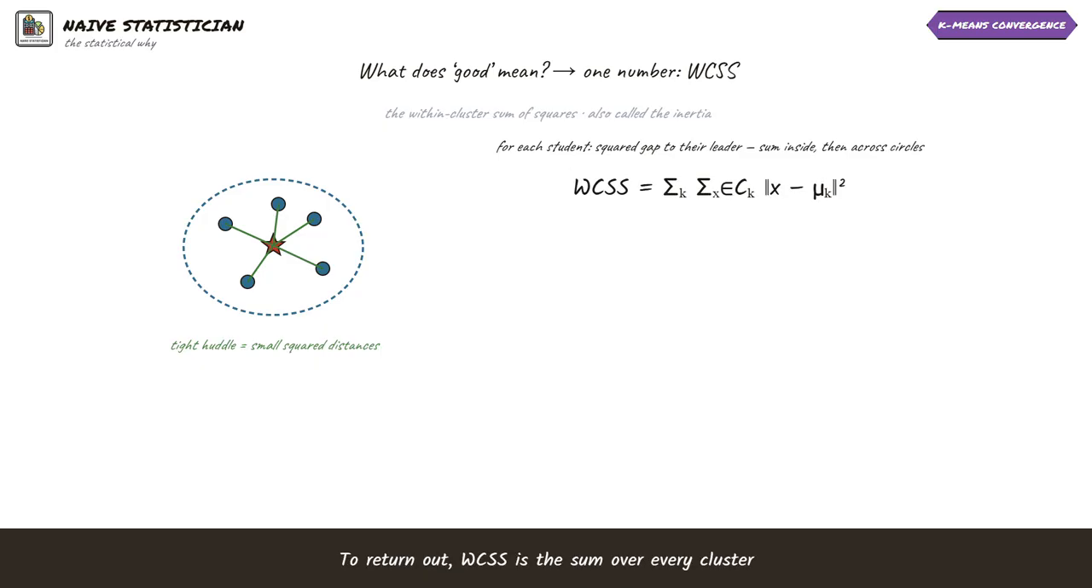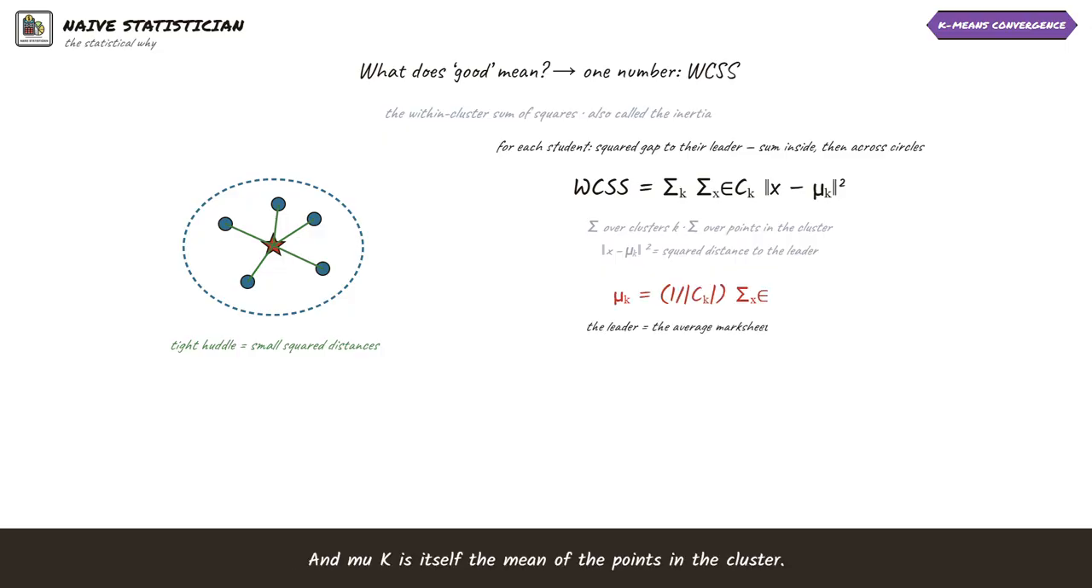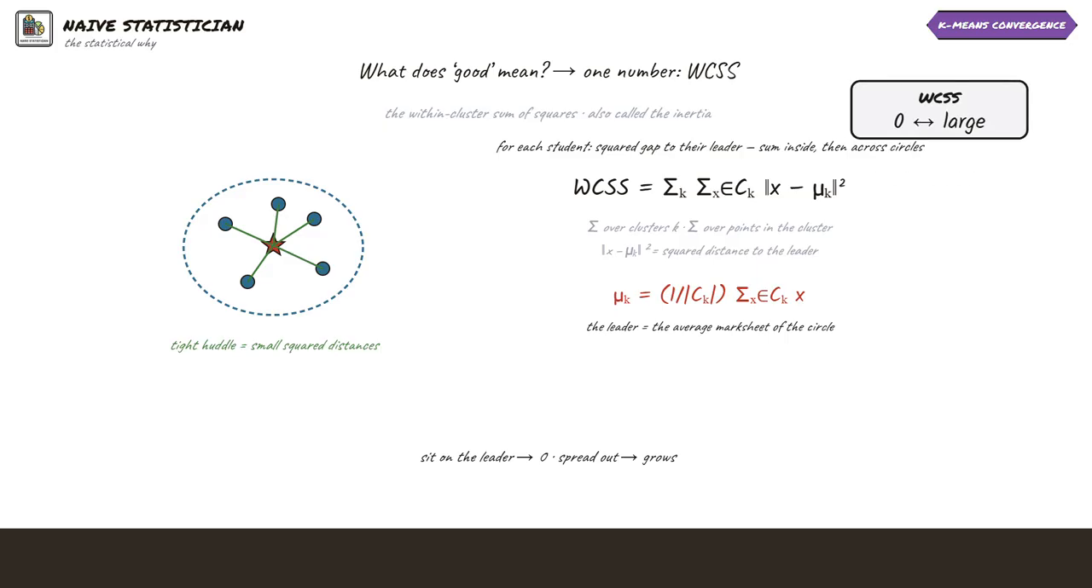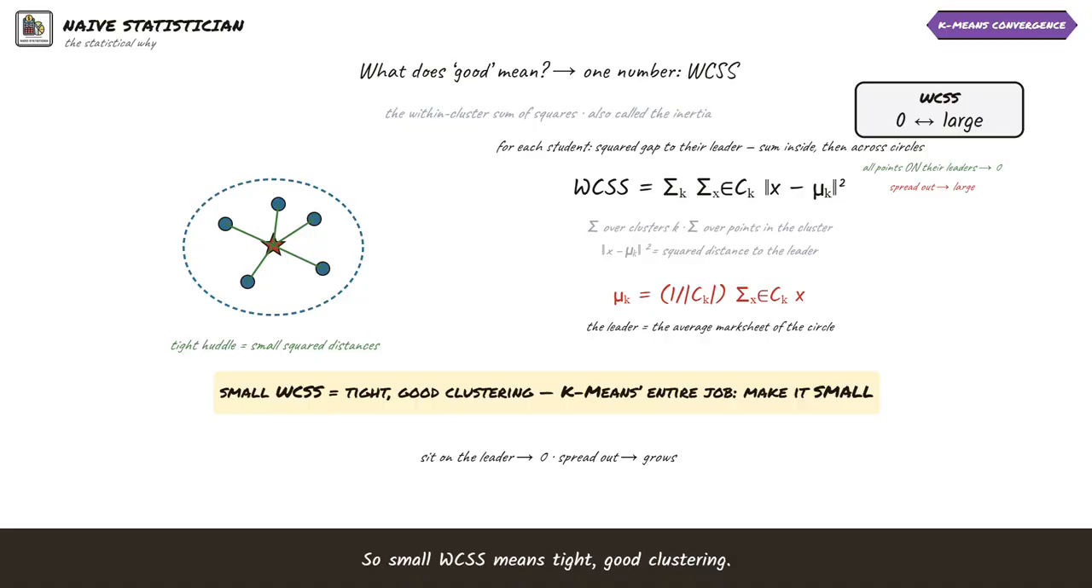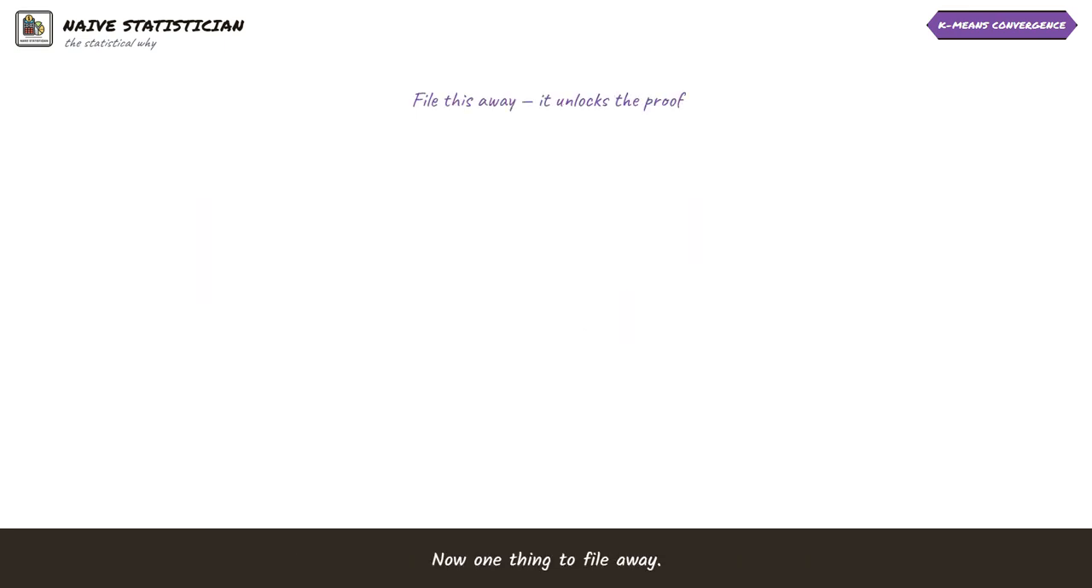Written out, WCSS is the sum over every cluster K of the sum over every point X in that cluster of the squared distance from X to the cluster's centroid mu K, and mu K is itself the mean of the points in the cluster. Notice what this rewards. If every student sits on top of the leader, every squared distance is 0 and the WCSS is 0. The more spread out the circles, the larger it grows. So small WCSS means tight, good clustering, and the entire job of K-means is to make this one number as small as possible. Now one thing to file away.